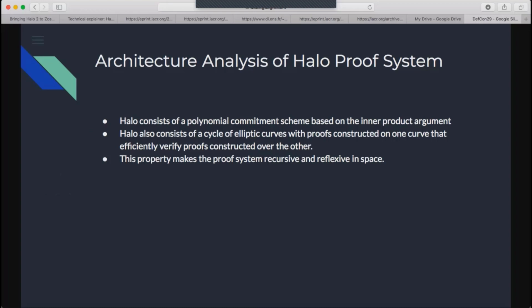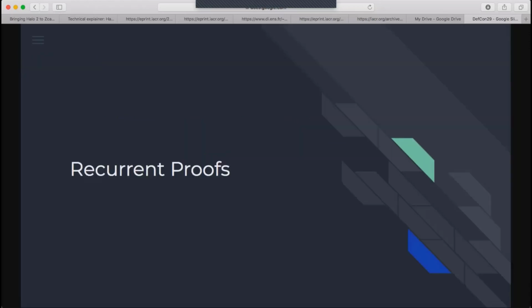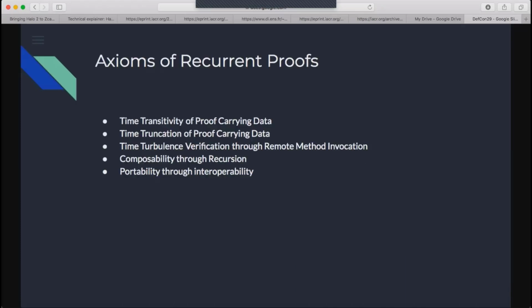The Halo proof system consists of a polynomial commitment scheme, which we mentioned earlier, and its arguments are based on inner product systems. We know outer product and inner product in sets, groups, and rings. Here it's based on inner product arguments, and it is a polynomial commitment scheme. It also uses a cycle of elliptic curves. Here is an important point: the cycle of elliptic curves, with proofs constructed on one curve that verify the proof constructed over the other. This relationship is very, very important for recursion, and very, very useful for reflexive proofs and recurrent proofs. This makes our proposition a real possibility: a recurrent proof system.